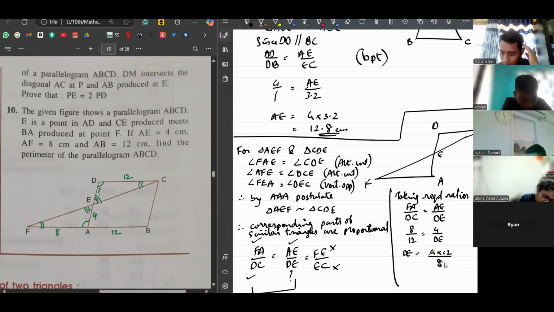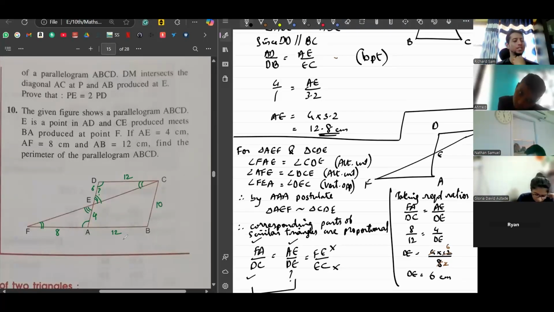So 2s are 6, and the perimeter is 44. It's all in centimeters, so 6 centimeters. Okay, so we got DE is 6. So total DA is 6 plus 4, which is 10. So BC is also 10.